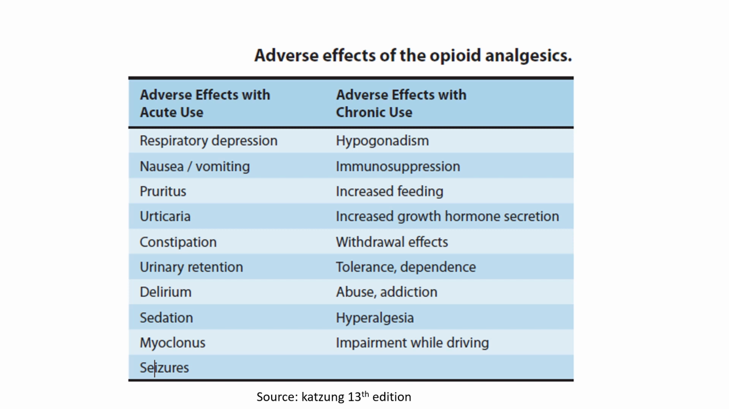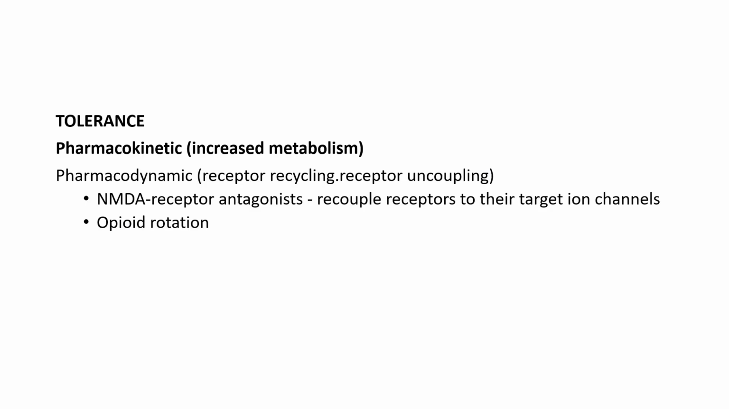So when the opioids are used for a very long period and suddenly stopped, withdrawal effects are seen. Tolerance and dependence, abuse and addiction, hyperalgesia, impairment while driving. So these are some of the adverse effects which are seen when the opioids are used for a prolonged period. Tolerance is one of the important features seen with chronic use of opioid analgesics.